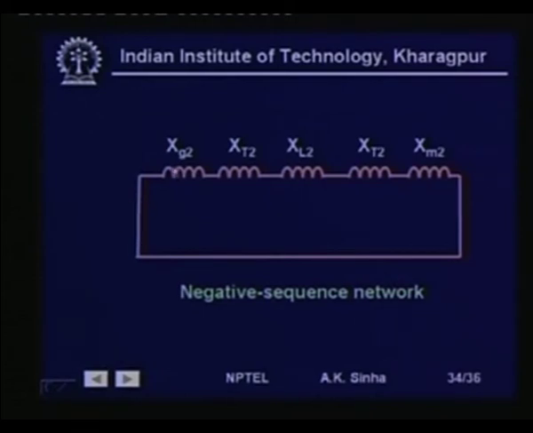Negative sequence will be the same, except that all the impedances are replaced by their negative sequence impedances, and there is no voltage source in this case. So, this is basically a dead network.